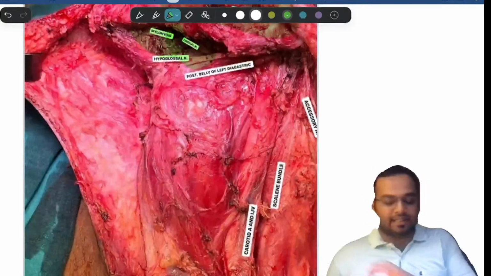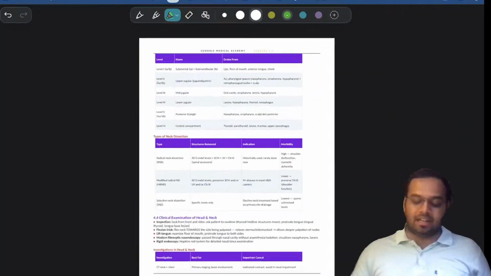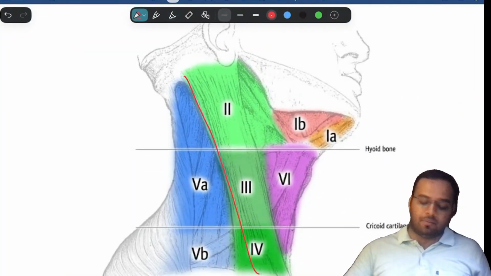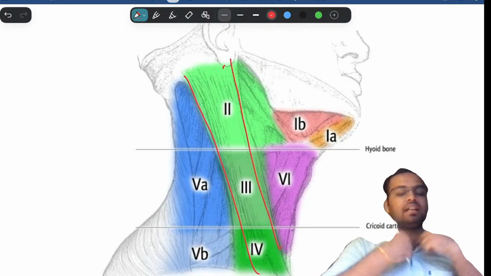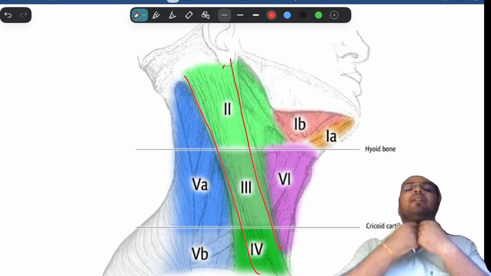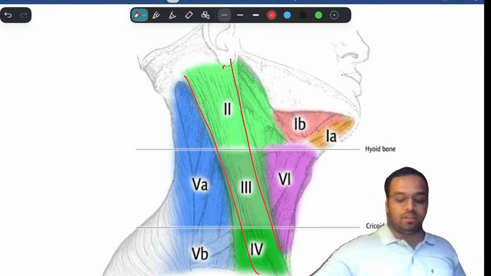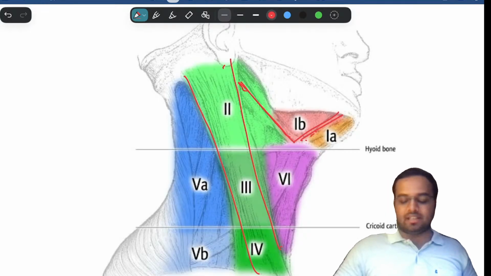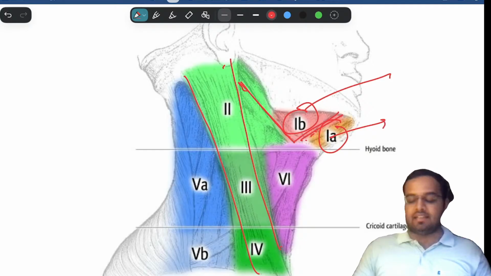This is how the neck is going to look when you go for a radical neck dissection. In simple terms, if you look at the lymph node levels, remember that this is the sternocleidomastoid muscle. The sternocleidomastoid muscle divides the neck into an anterior portion and a posterior portion. The anterior portion of the neck is further divided into different triangles based on the muscles. This is your digastric muscle. The digastric muscle divides into what is called 1A and 1B. 1B is the submandibular region, 1A is the submental region.